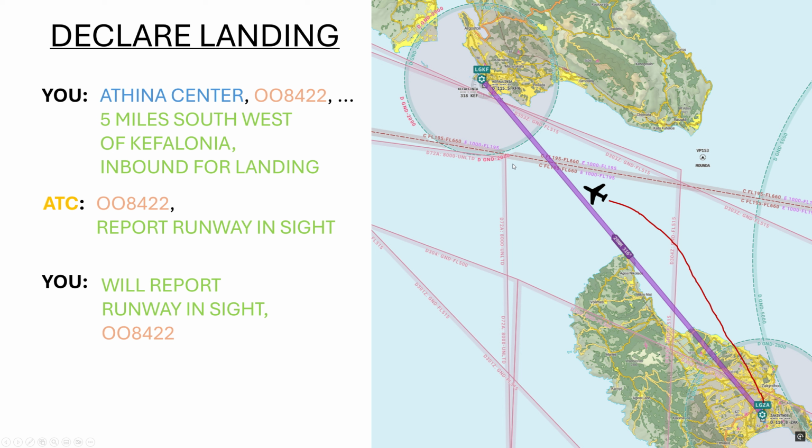At a certain point, you want to announce that you are ready to land. So for declaring landing, you will be still quite a distance from the airport. You don't need a visual of the runway, and you say, Athena Center, Oscar 842, 5 miles southwest of Kefalonia, inbound for landing. And typically the answer would be, Oscar 842, report runway in sight. That means contact me again once you see the runway. You say, will report runway in sight, Oscar 842.